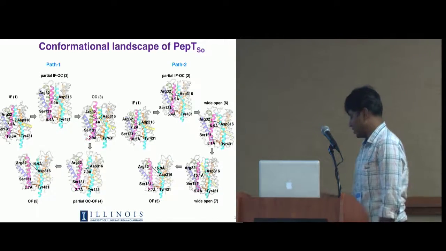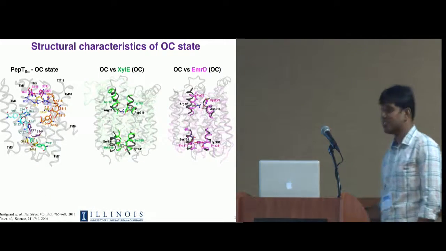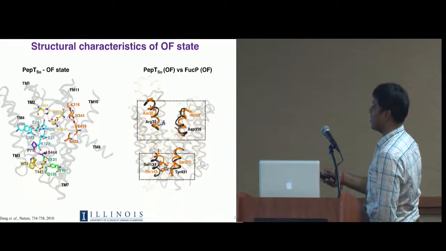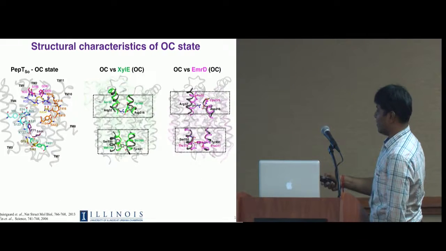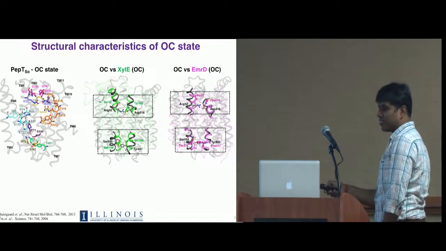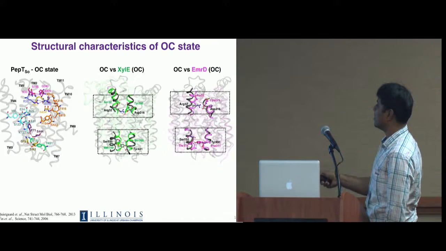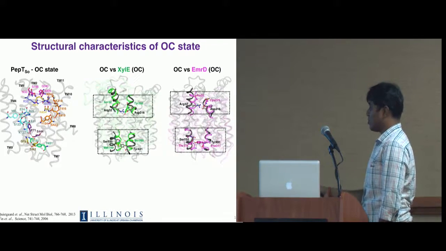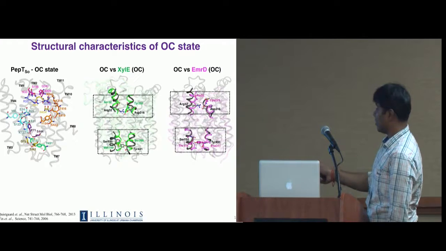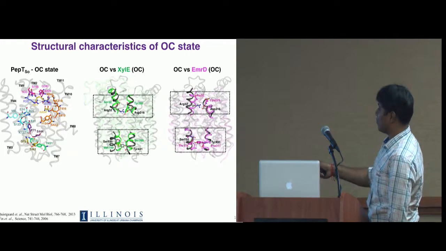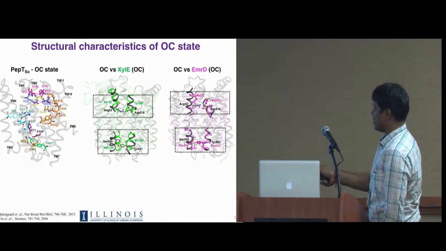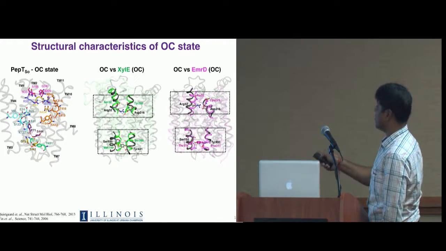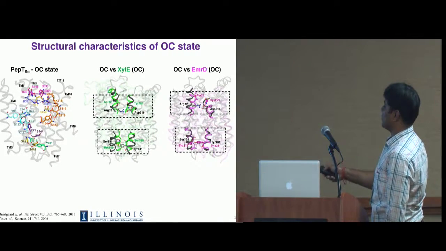Once we have characterized these states, we can go into the atomic details of each state. This is the structural characteristics of the OC state, and these are the various interactions that stabilize the occluded state. I'm not going into the details of these states. I'm just comparing our predictions with the available transporter occluded state structures. Here I'm comparing the predictions with XylE, another xylose transporter from bacteria, obtained in a partially occluded state. The predictions of the top and the bottom match more or less in agreement with the crystallographic structures. And this is another transporter, a multi-drug resistant transporter, where our predictions match exactly with the crystallographic structures.